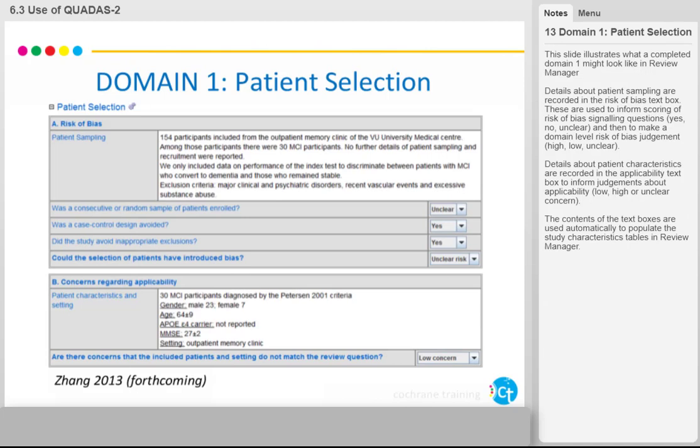This slide illustrates what a completed Domain 1 might look like in Review Manager. Details about patient sampling are recorded in the risk of bias text box. These details are used to inform scoring of risk of bias signalling questions, yes, no, or unclear. Details about patient characteristics are recorded in the applicability text box to help make judgments about applicability, low, high, or unclear concern. The contents of the text boxes are used automatically to populate the study characteristics tables in Review Manager.